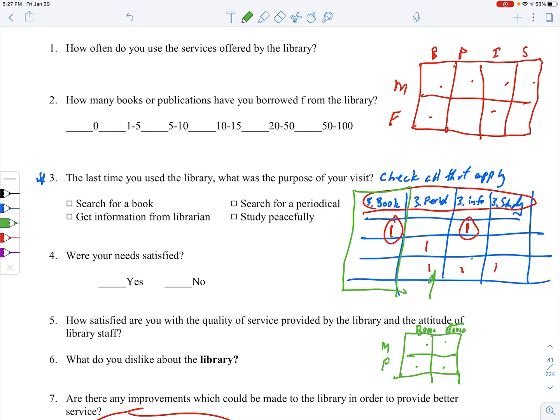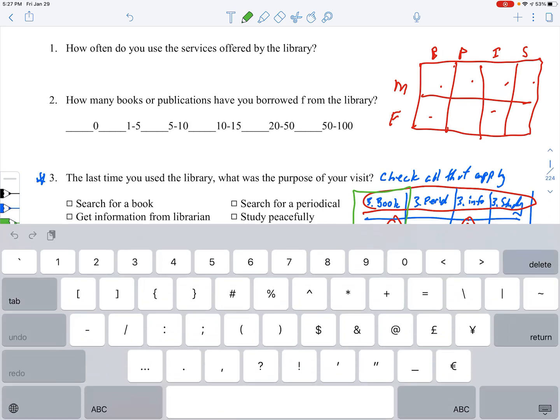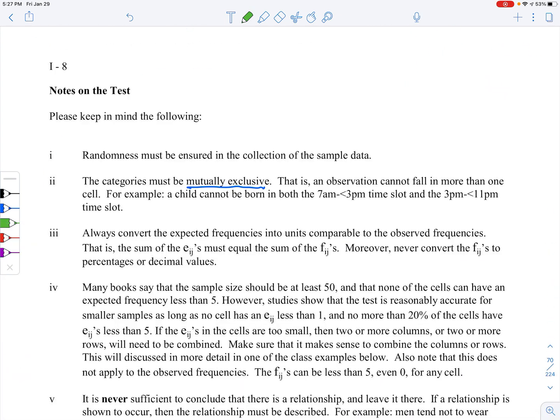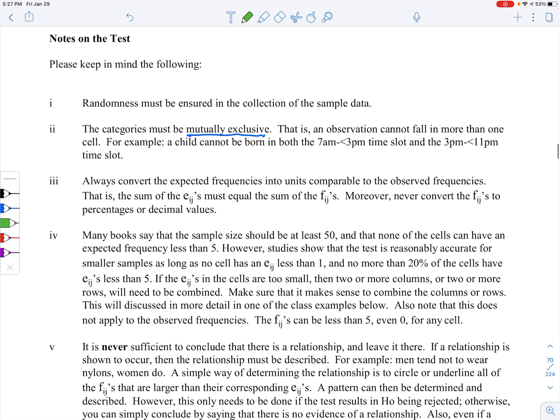Okay, so let's just park that for a second. So let's go back here then to page I8. And so that is an important one that we looked at here. Number 3 here just simply says here to convert the expected frequencies into units comparable to the observed frequencies.